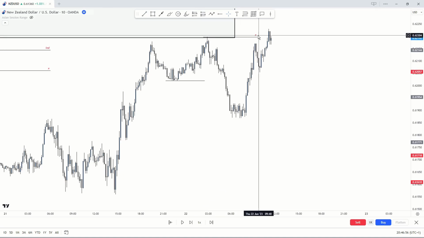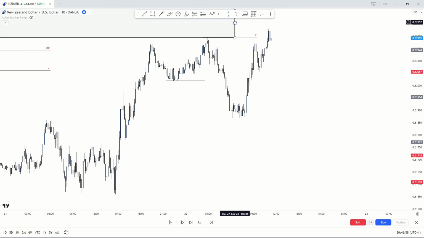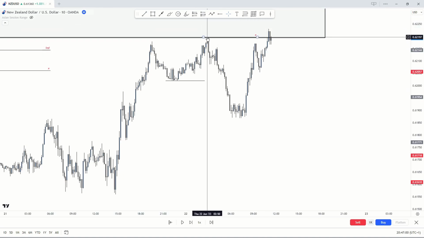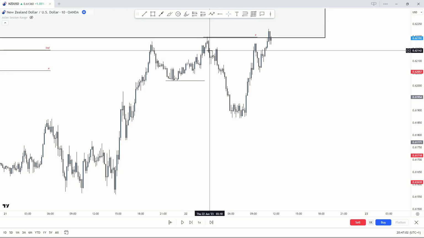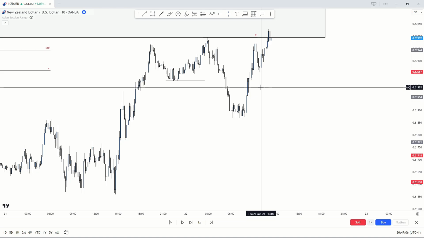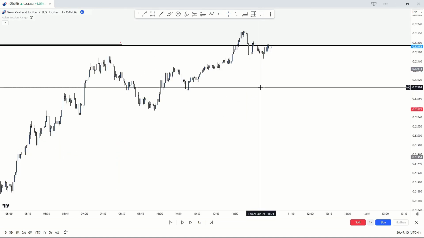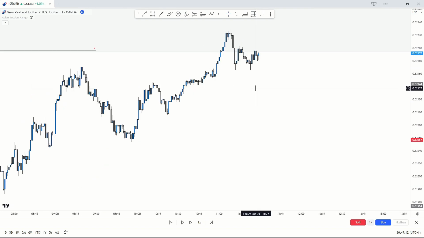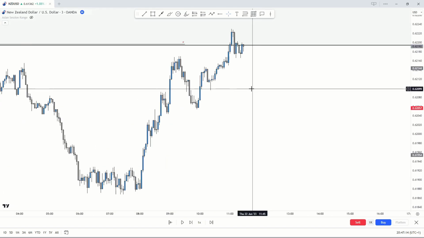So step one, we have price printing a high within our zone, and then price fails this high, right? It fails this level of supply and it grabs all the liquidity resting over here. Now I'm going to move on to the 1 minute. This is just one of my preferable time frames. You can do this on the 3-minute as well, right?